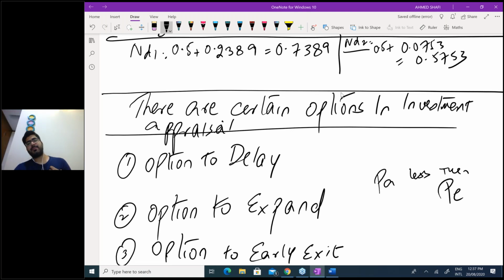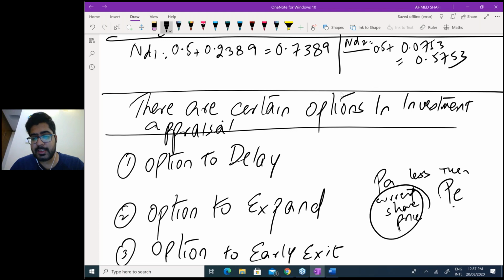Frankly speaking, if I'm studying, I won't worry about it. I just need to know PA, PE, which one is less, which one is more. That's not a point to panic. But still, logically speaking, PA is the current share price, and PE is the exercise price. Logically speaking, the current share price should be lower than the exercise price.